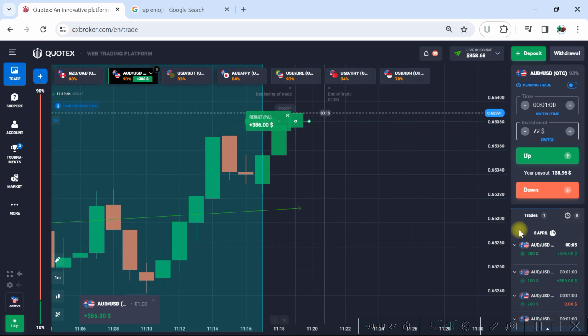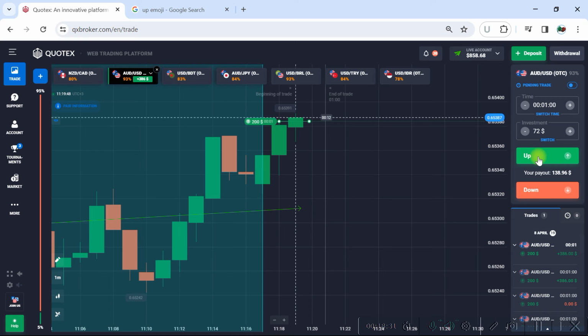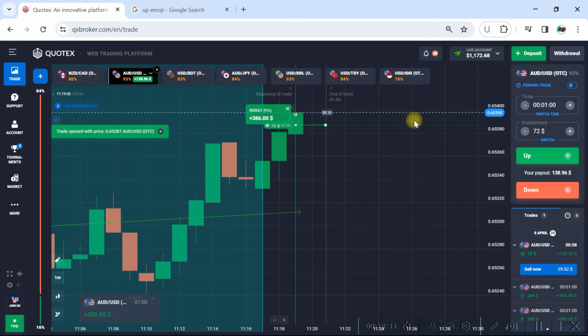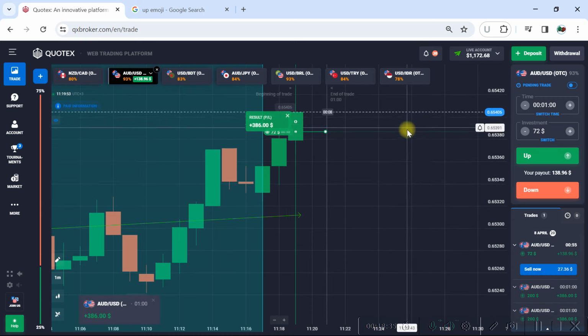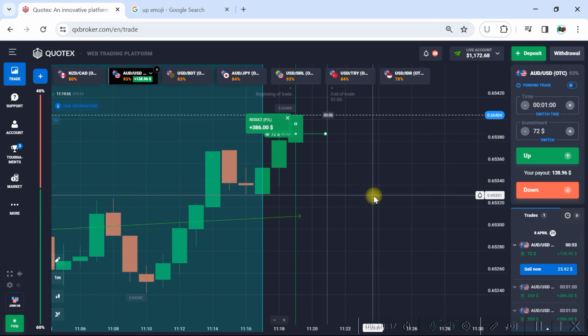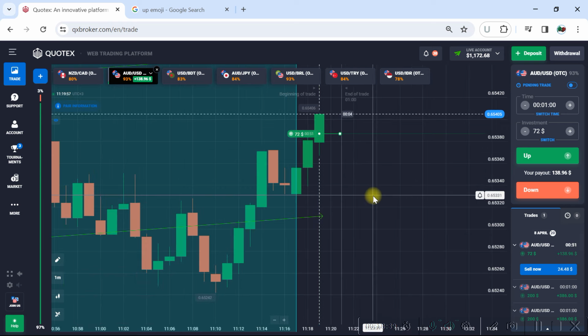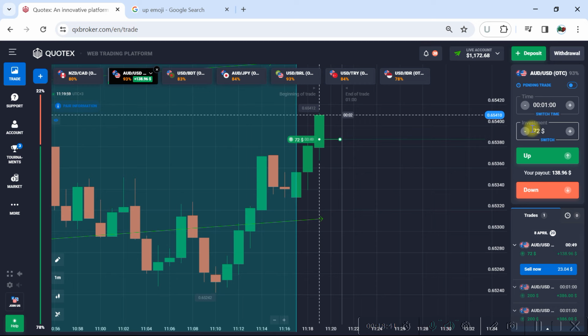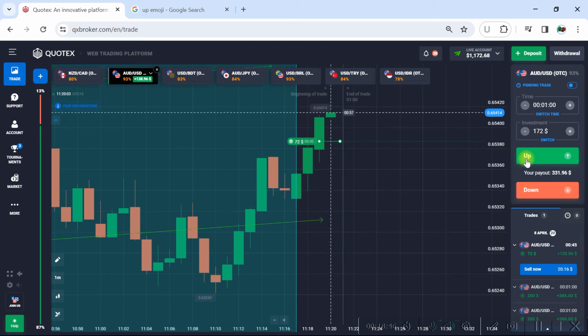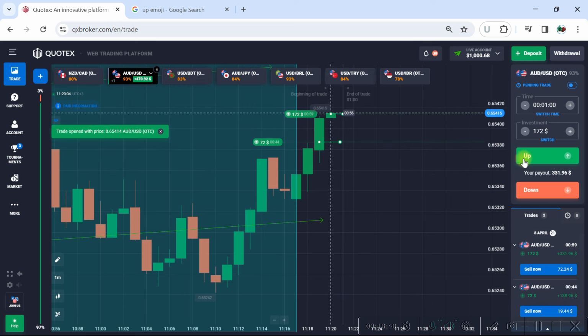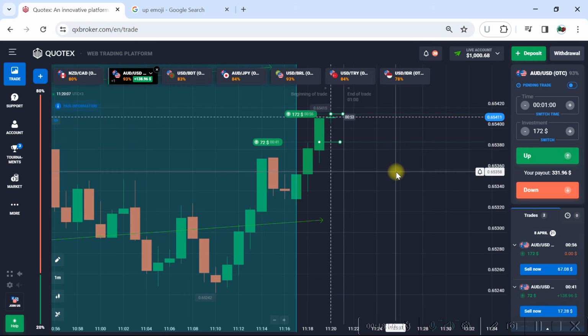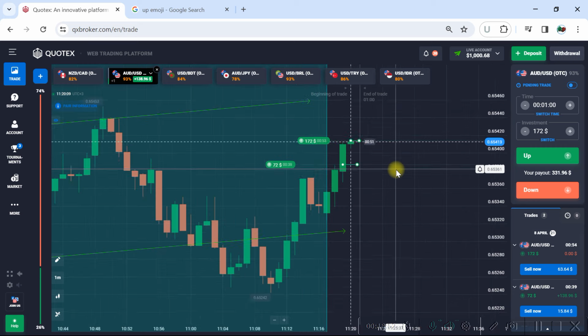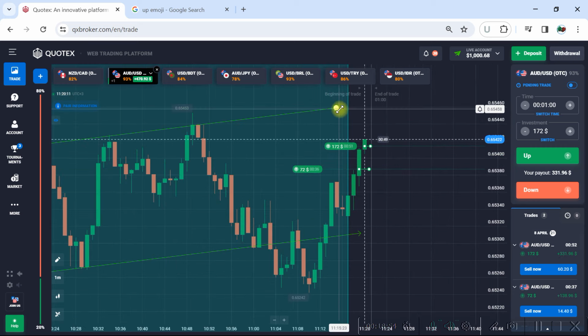So we've just won that one, and now we can open the next trade for $72 above that, and we are at $1,100. $1,172. I can do 172 on my next trade. Yes, so I've done 172 for the next trade.